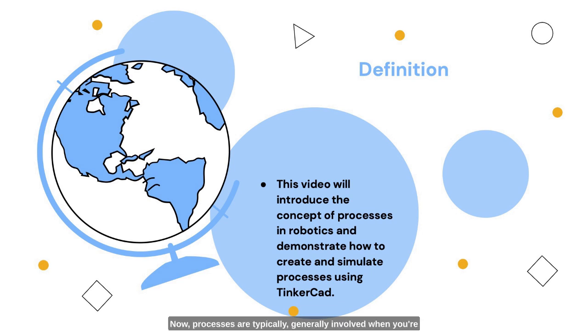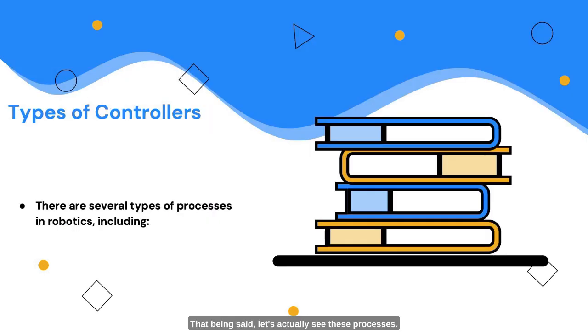Processes are generally involved when you're building a huge system, and you need small processes to make sure that the system is working as a whole. That's why we need all these processes, and that's what makes them quite important and quite popular as well. I'm not saying this out of context. It's a very popular and in-demand thing. So if you know how to work with processes, I think you are pretty capable in robotics as well. Okay, perfect. That being said, let's actually see these processes.